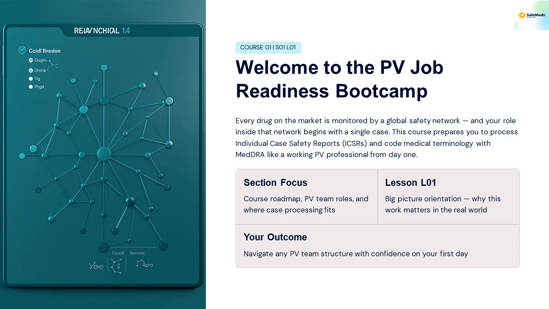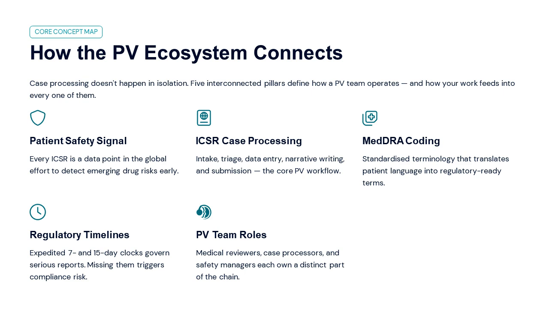You will understand where the data comes from, where it goes, and why your accuracy is the linchpin of patient safety worldwide. Case processing does not happen in a vacuum. It is deeply interconnected with every other function in a pharmacovigilance department. We can break this ecosystem down into 5 interconnected pillars. First is patient safety signal detection. Every ICSR you process is a critical data point in the global effort to detect emerging drug risks early. If you miscode a symptom, that signal might be lost.